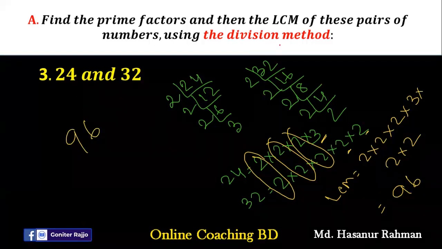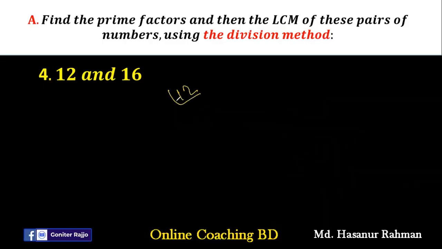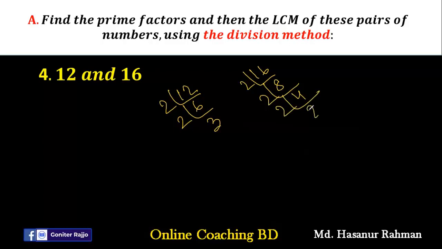Now, number 4. Number 4 says we have to find out LCM of 12 and 16. So, how do we solve it? At first, 12. We can divide it by 2. So 2 times 6 is 12. Again, we can divide 6 by 2. It will be 3. Again, we can divide 16 in this way. 16 by 2, it will be 8. 8 divided by 2, it will be 4. 4 divided by 2, it will be 2.